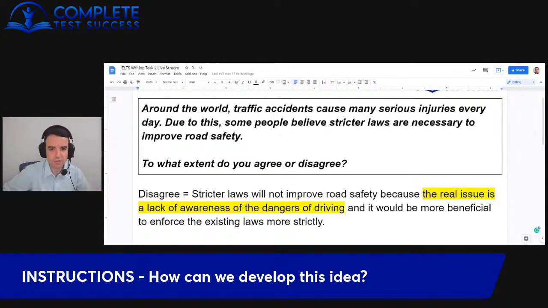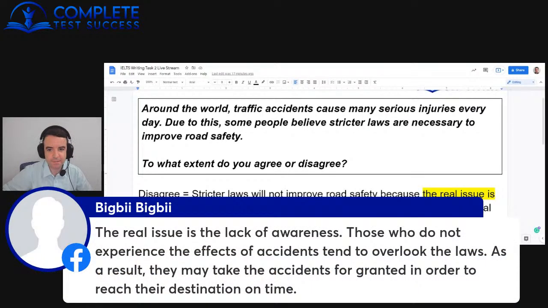So Big B is the first person to try and push our score up to a 7. The real issue is a lack of awareness of the dangers of driving. So this would be the development. The real issue is the lack of awareness. Those who do not experience the effects of accidents tend to overlook the laws. As a result, they may take the accidents for granted in order to reach the destination on time.